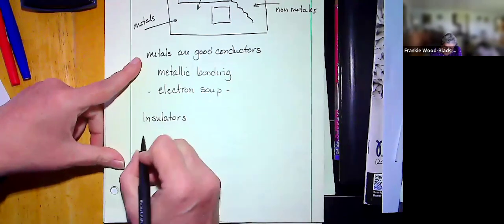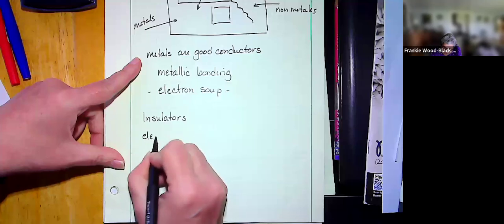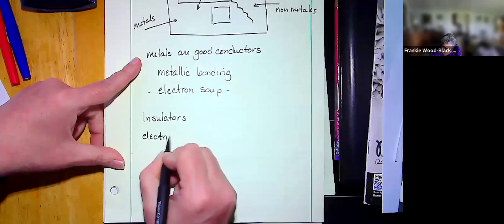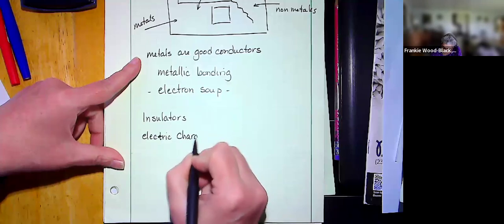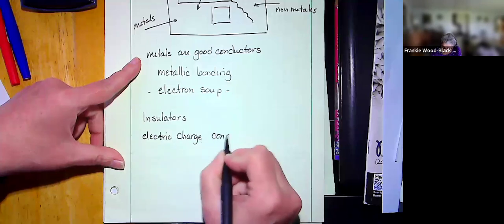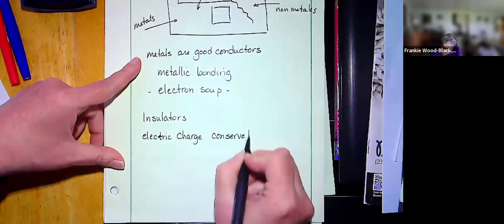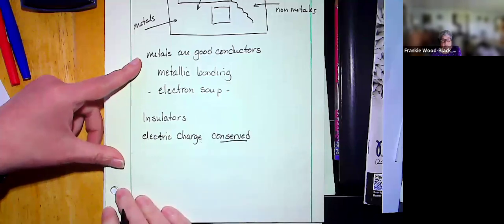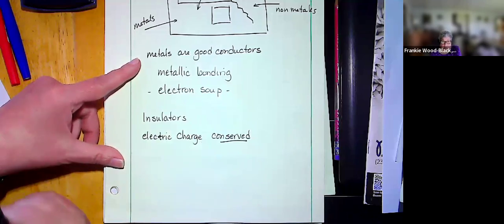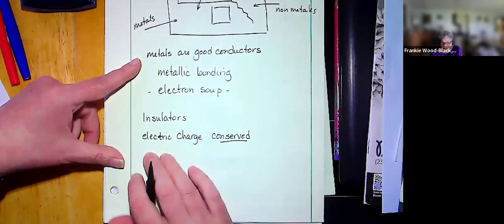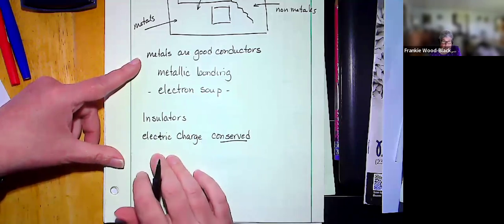The other thing is that electric charge is conserved. If you think about it, we've got to know where our electrons are going. If I'm going to start out with 10 electrons, I'm going to finish with 10 electrons. So my electric charge is going to be conserved. The other thing that we know about electric charge is that it's quantized.